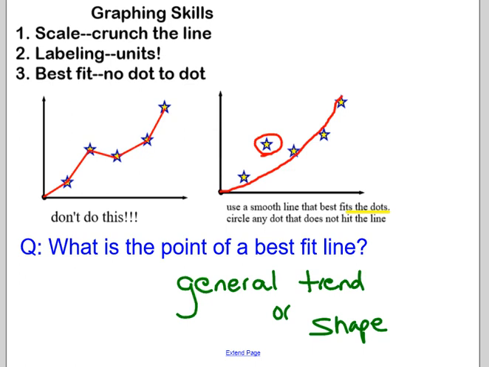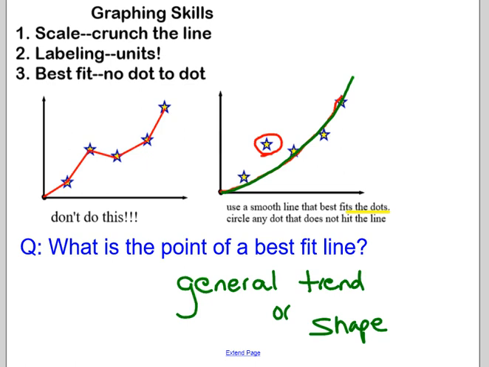In the image here, the dot to dot doesn't really explain what's going on. But this nice smooth line that best fits the dots, where I'm at least hitting part of each dot, shows a gentle upward curve. I'm seeing a trend. When dots occur that don't hit the line of best fit, typically we circle them.